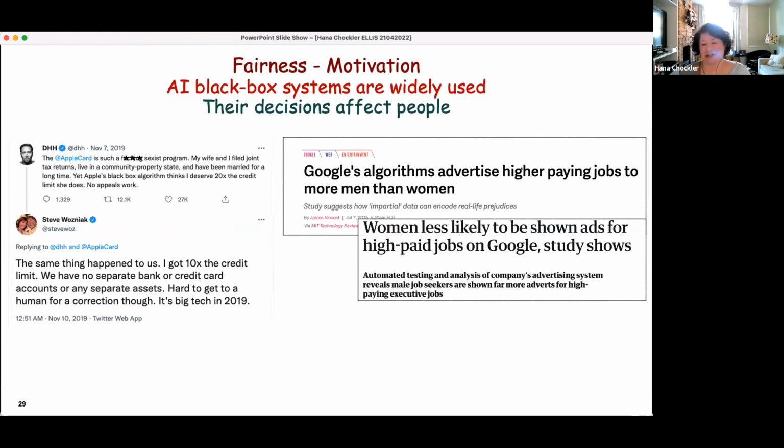And another example: those are newspaper headlines from 2015. They say that Google's algorithm advertised higher paying jobs to more men than women. Women are less likely to be shown ads for high paid jobs on Google. That was the work of Anupam Datta in 2015.